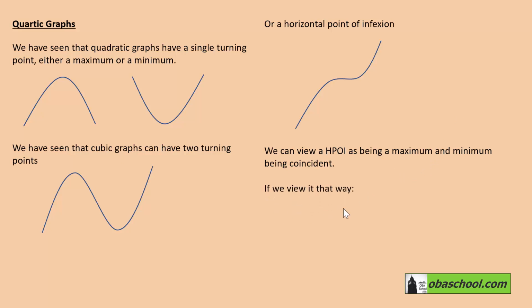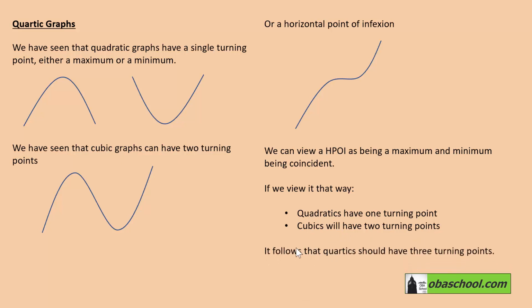If we view it that way, then quadratics have one turning point, cubics will have two turning points. It follows that quartic should have three turning points. But remember, these two turning points may happen at the same place, in which case we end up with a point of inflection. This will make more sense when you cover differentiation if you haven't covered it already.